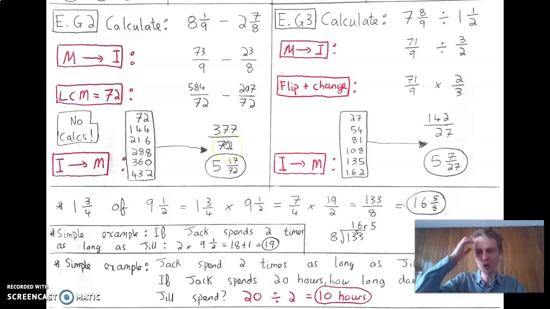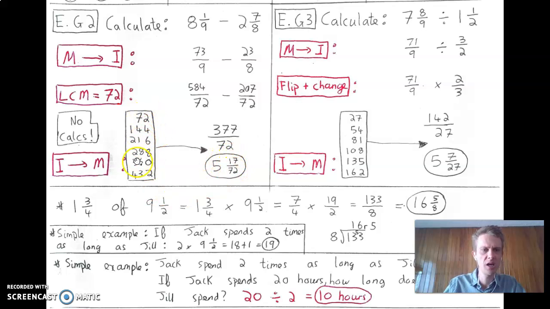There's no quick method here, boys and girls. You need to write out your multiples of 72, which I've done there. 377 just comes in here between the 360 and 432. It goes 1, 2, 3, 4, 5 times. 377 minus 360 is 17. 5 times remainder 17. Okay.